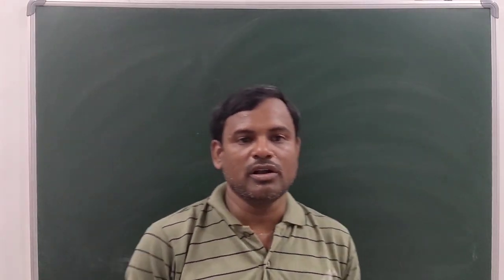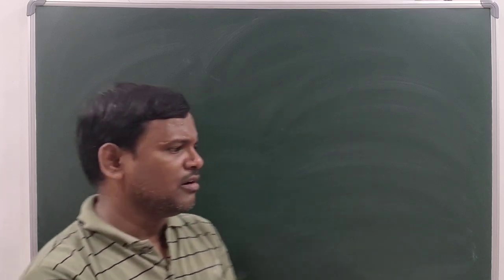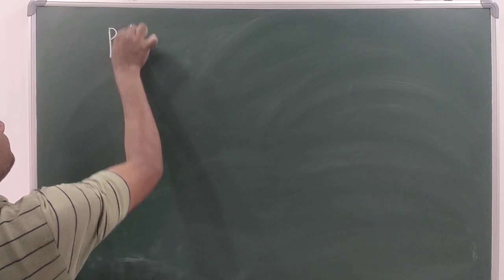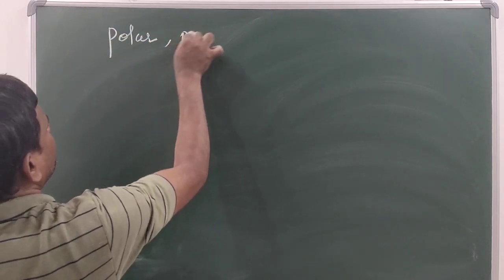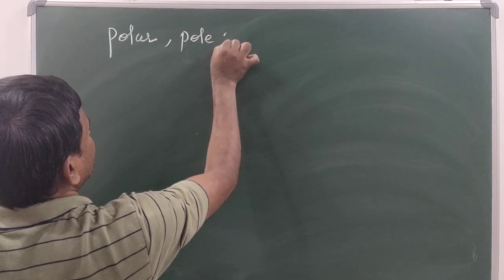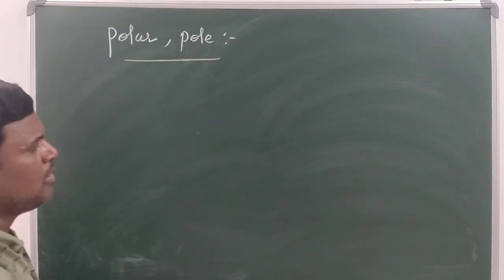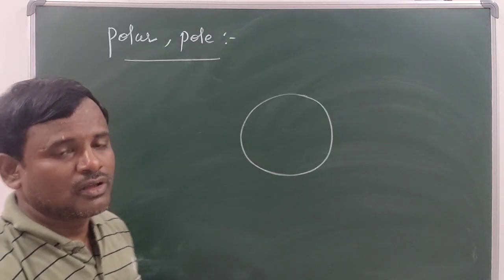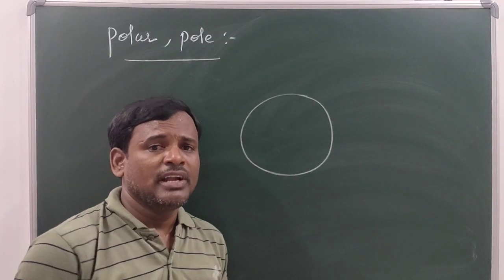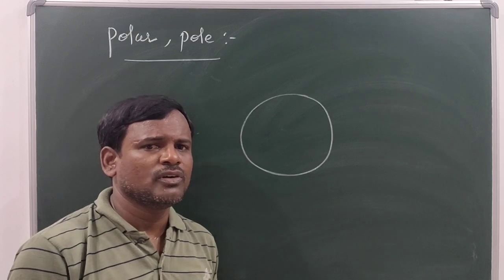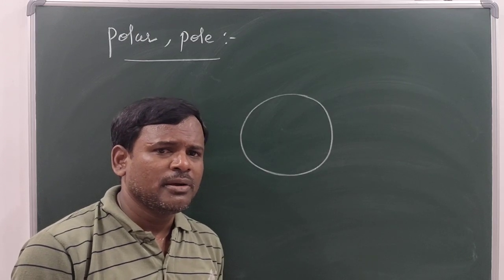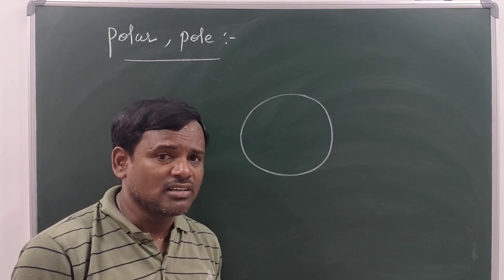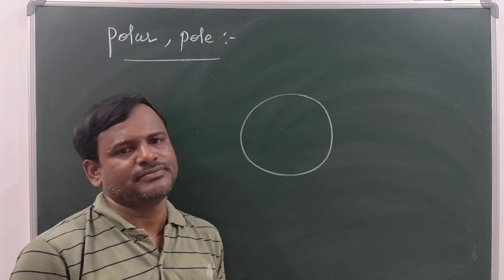Next, pole and polar concept. Okay? Polar and pole of a circle. Now, here, this is one circle. Okay, what is polar? It is one locus which is formed by the point of intersection of tangents drawn at the endpoints of the chords passing through a point P.